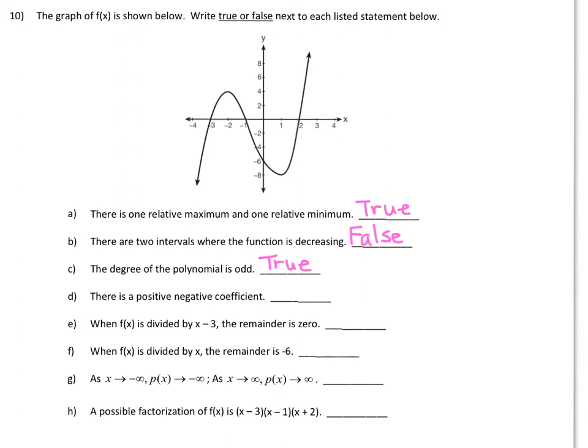All right, letter D. There is a positive, negative, ooh, that doesn't even make sense. Okay, I'm going to change this up here. I'm going to cross off the word negative and make that say leading, because then that would make sense, right? There is a positive leading coefficient. All right, well, the only thing you have to look at to determine whether the leading coefficient is positive or negative is the arrow on the right, okay? You could ignore the whole rest of the graph. Just look at the arrow on the right. If it's pointing up, it has a positive leading coefficient, and if it's pointing down, it has a negative leading coefficient. So since it's pointing up, this is true. It does have a positive leading coefficient.